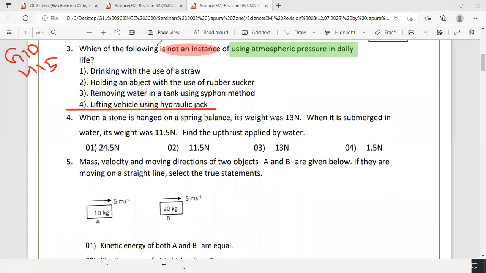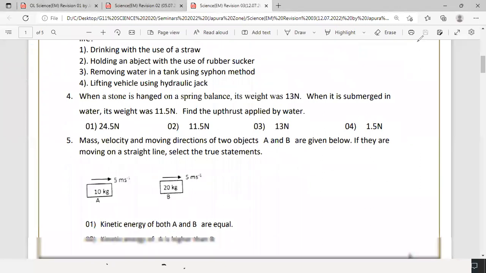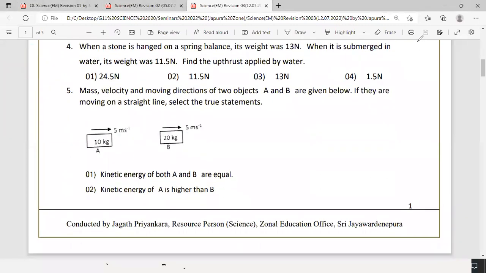So, you have applications of the atmospheric pressure in day-to-day life. Drinking with the use of the straw, rubber sucker, and removing water from a tank using siphon method. All these 3 given in your textbook grade 10 chapter 15. Third term work. Right, next one. Question number 4. When a stone hangs on a spring balance, its weight is 13 Newton.